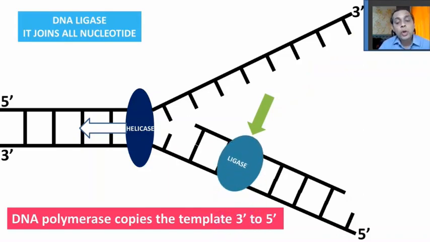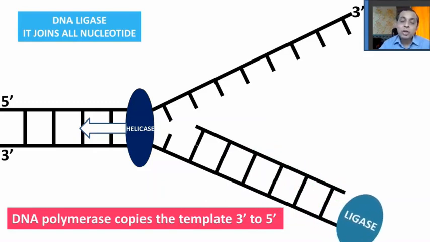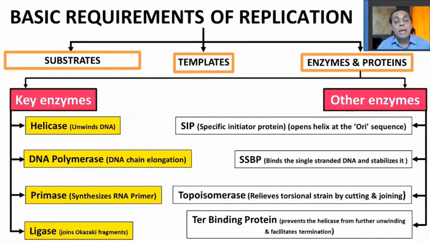Ligase is going to join all these Okazaki fragments by making the phosphodiester bonds and ultimately making the lagging strand also continuous at the end. So thus, this was the formation of the lagging strand. So now when both the strands are ready, the two daughter DNAs are ready. So this is how both the templates have made their leading strand as well as lagging strand.